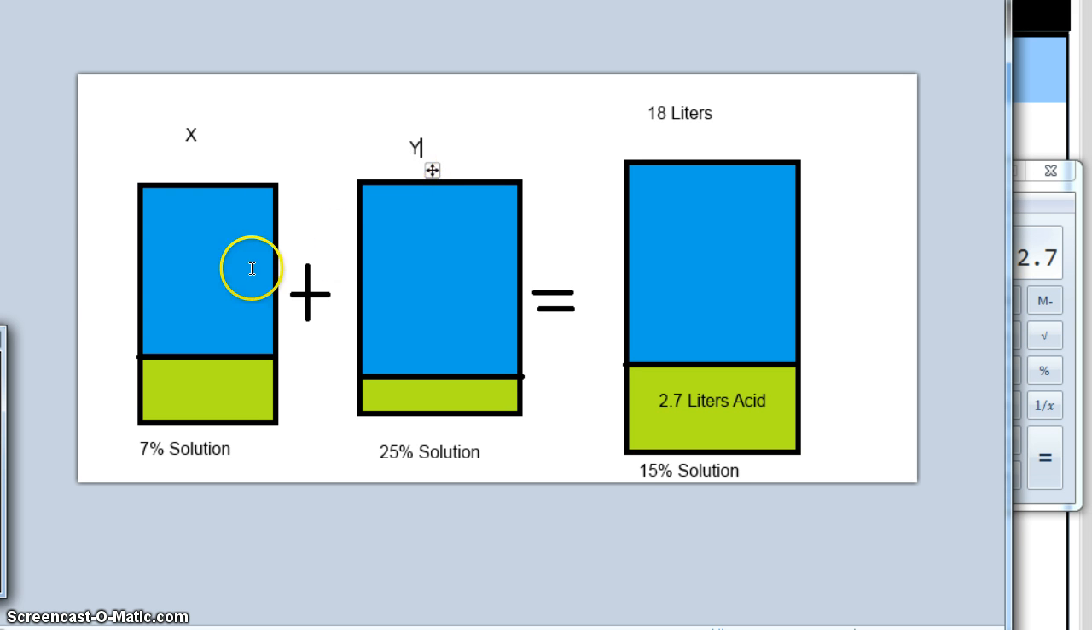We already had this plus symbol, right? That's this plus this equals this. So we've already got our first equation, and that's x plus y equals 18.